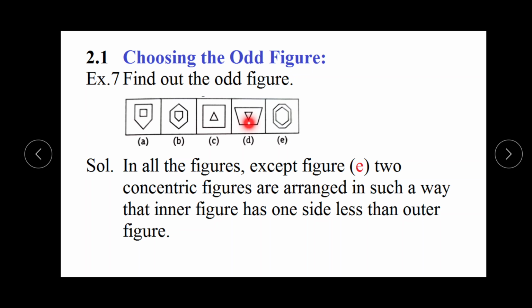In the fourth option also, the inner figure has 3 lines and the outer figure has 4 lines. But in option number 5, the inner figure has 6 lines and the outer figure has 8 lines. It means this is the classified figure, because the outer figure has 2 more lines.